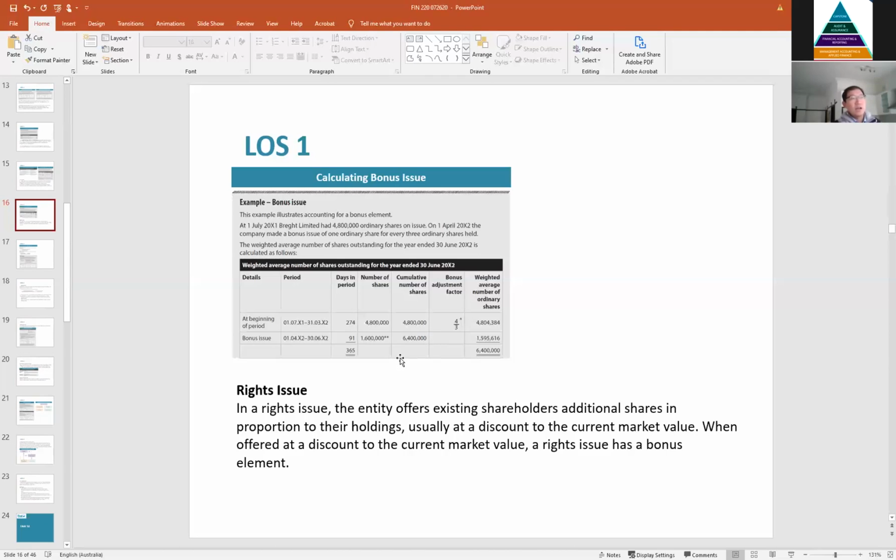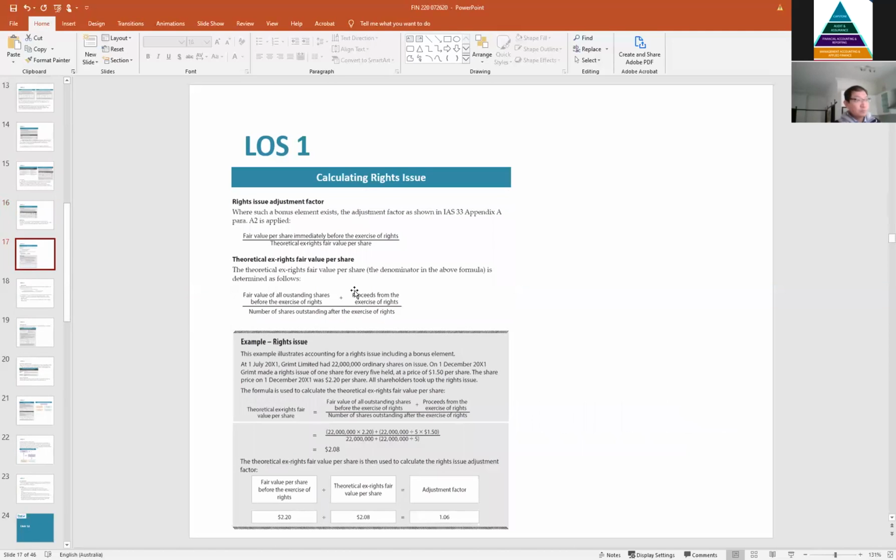And then we apply this towards the same type of table, where we think about each parcel of shares before and after the rights issuance. So how do we calculate this rights issue adjustment factor? The rights issue adjustment factor is calculated as the fair value of the share before the exercise of rights divided by the theoretical ex-rights fair value per share.